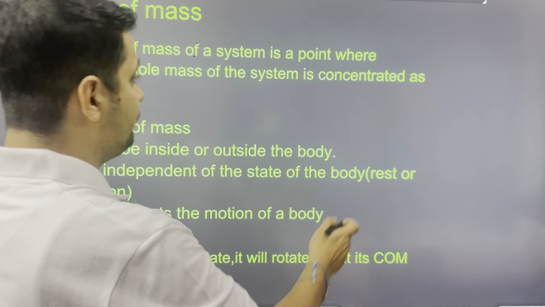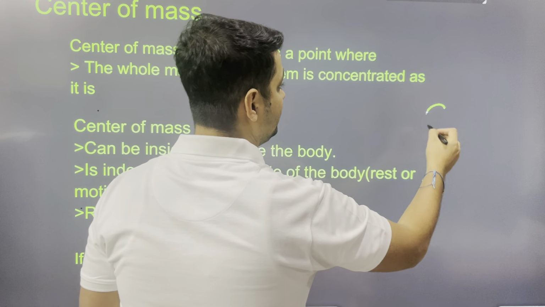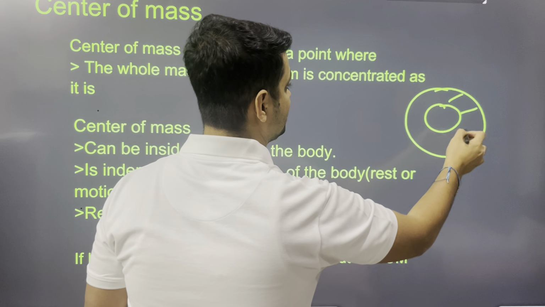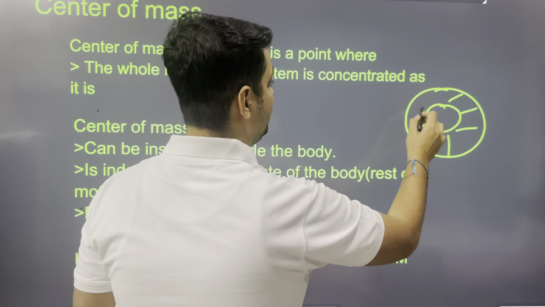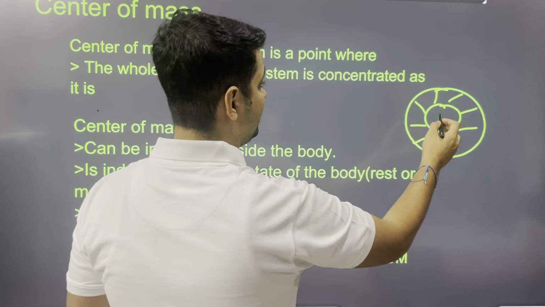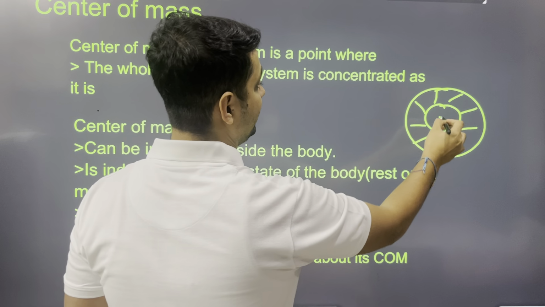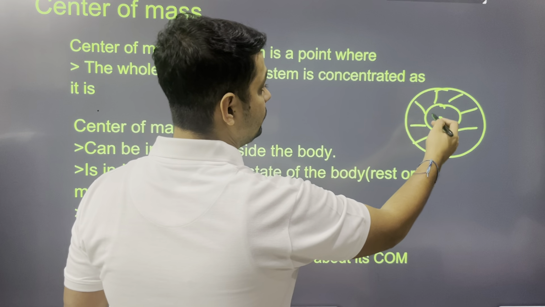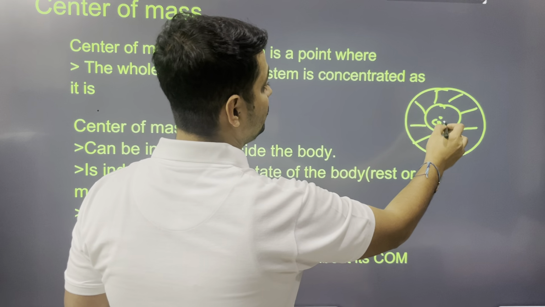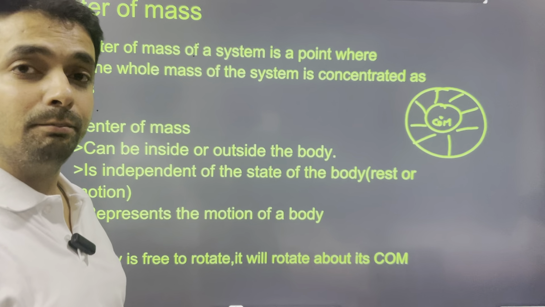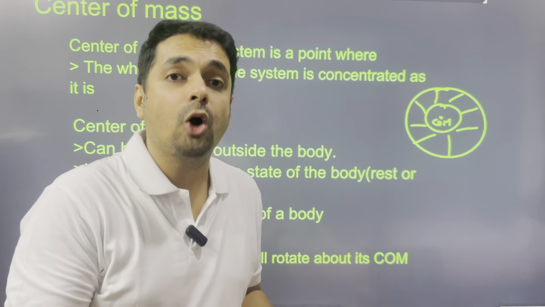But if this type of a structure is there, and I ask where the center of mass is, it will be here, and here it is hollow, so the center of mass is not on the body, it's outside the body. So the center of mass may be inside the body and may be outside the body.